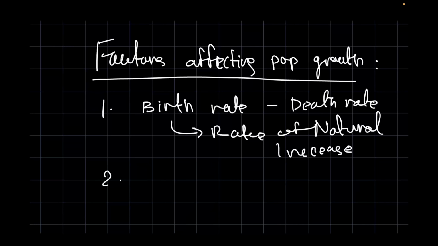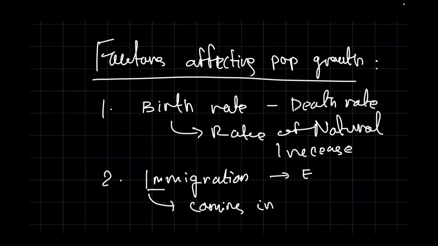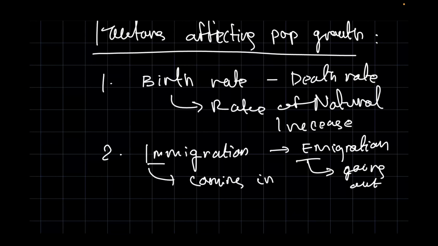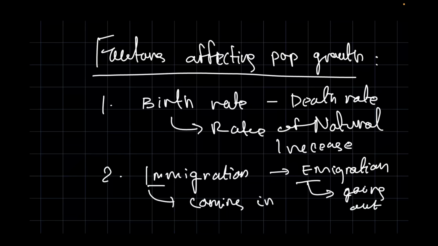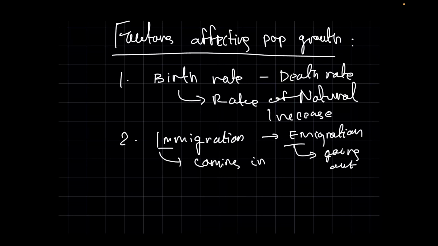And another important factor that affects your overall population is your immigration, which, I for immigration, essentially means coming in to a country, versus emigration, which is when you're leaving a country, E. So when there's an E, it means you're going out of your country. So essentially this subtraction between immigration and emigration would give you another important figure that determines population growth.